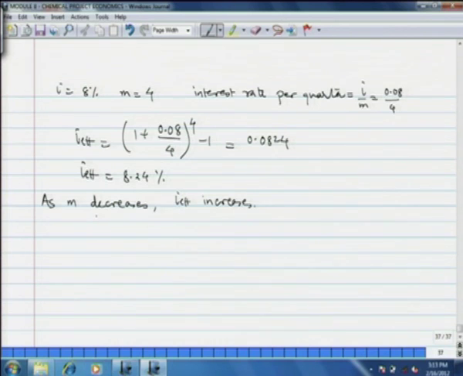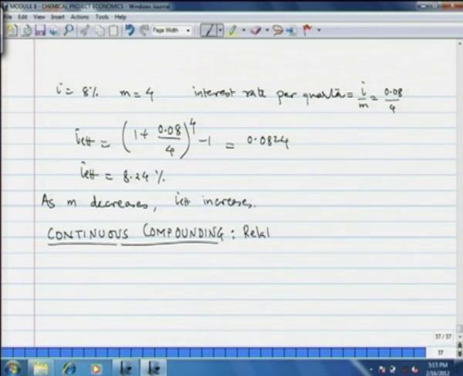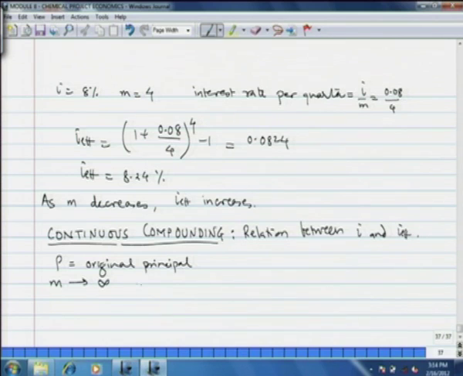Some banks, like usually American banks, they do continuous compounding. So, for that case we have to find a relation between I and I effective. Let us say P is the original principal. Now, when compounding is continuous, the compounding frequency m tends to infinity.